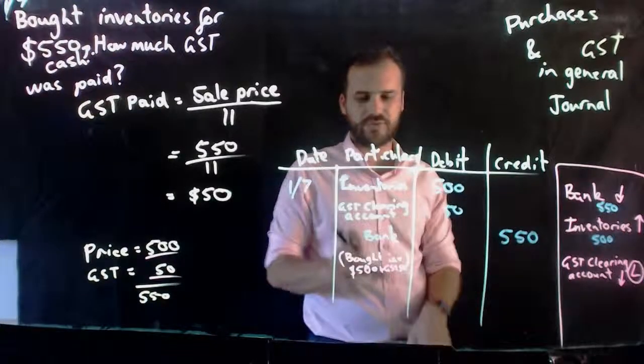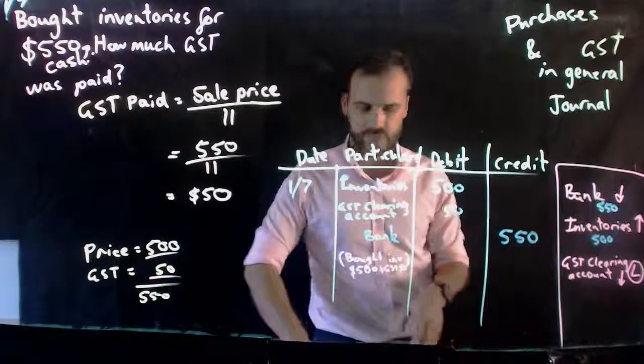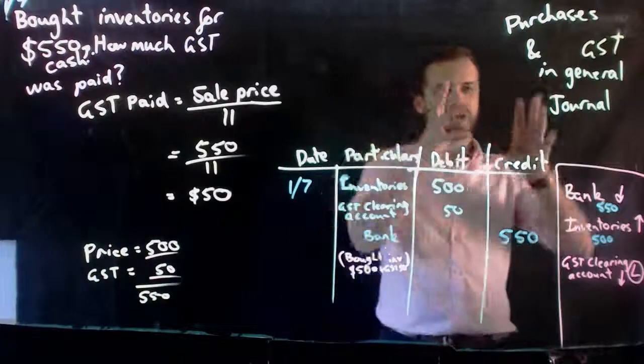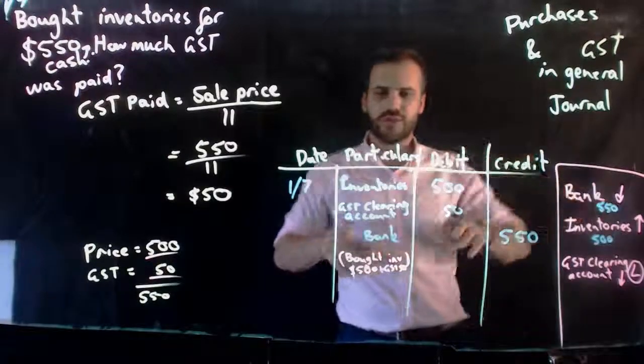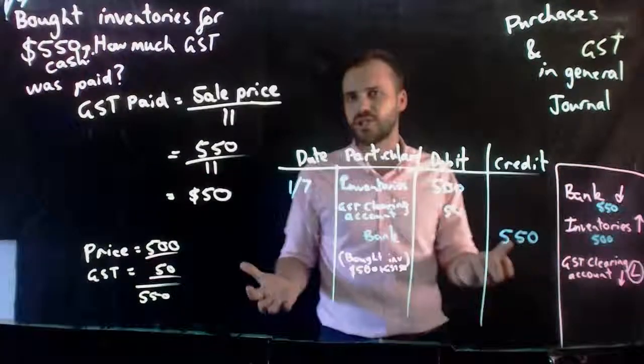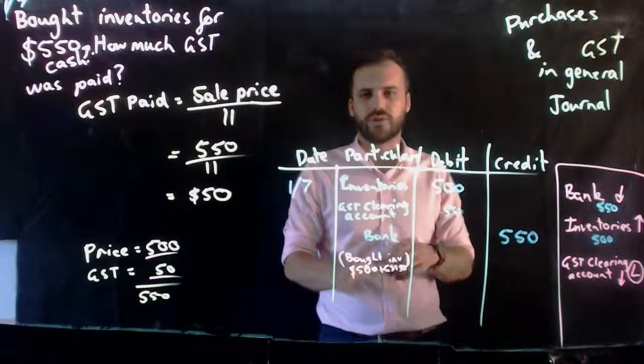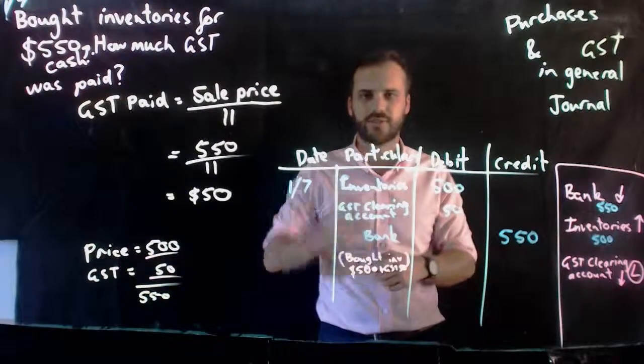Your textbook will have probably better journalizing than I have there. That's it. That's a purchase and a GST in the general journal. It is complicated, but doesn't really change. If you buy inventories, this is going to be the general pattern of your GST clearing account transaction.